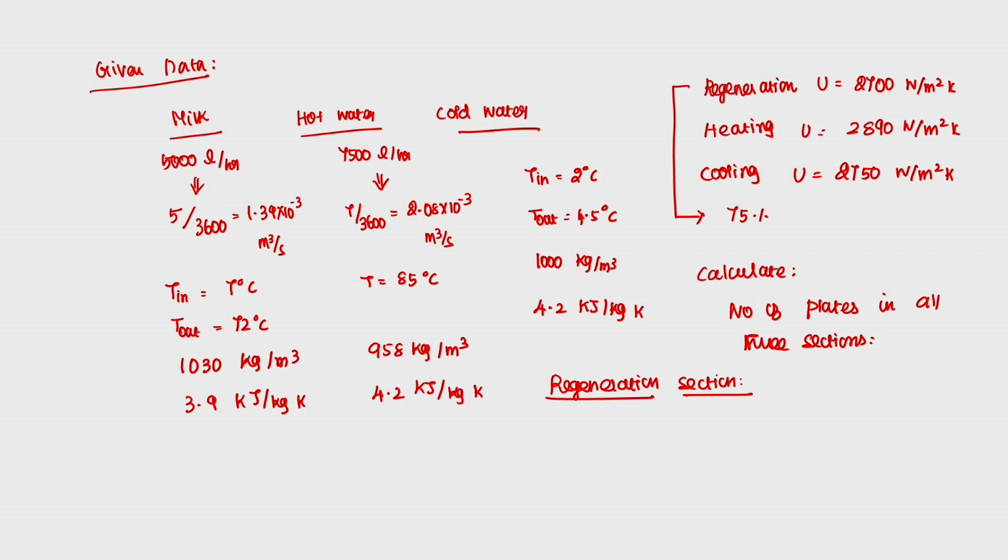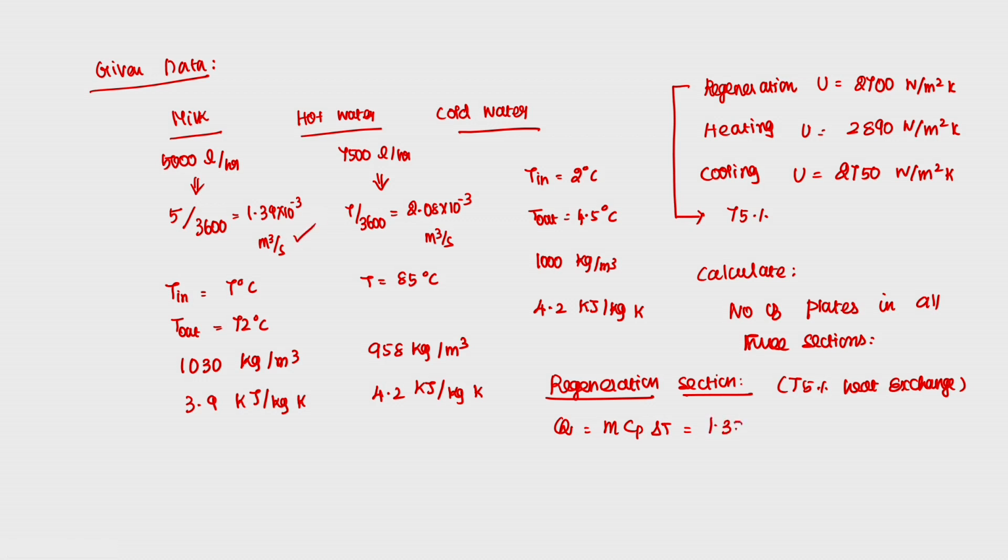So, regeneration section, it is told that 75% of the heat exchange is done. So, for that I need to know first what is Q. So, Q I will be calculating using MCp delta T for the pasteurized milk. The mass flow rate is not directly given, it is the volumetric flow rate that is given.